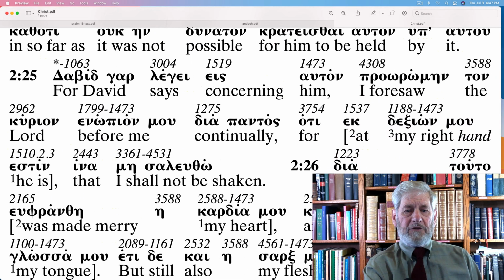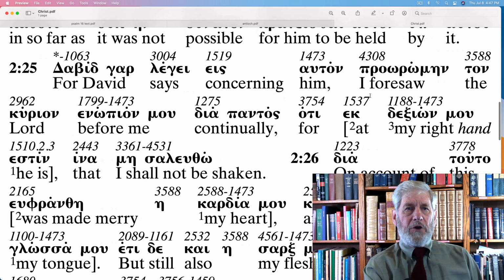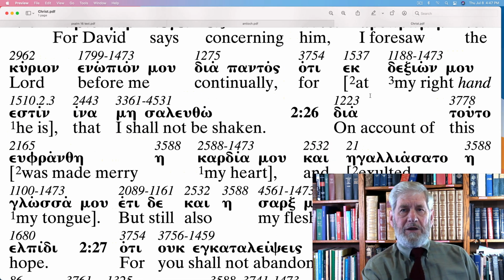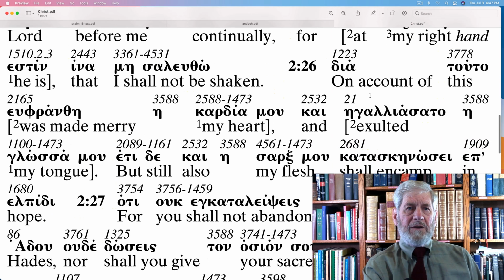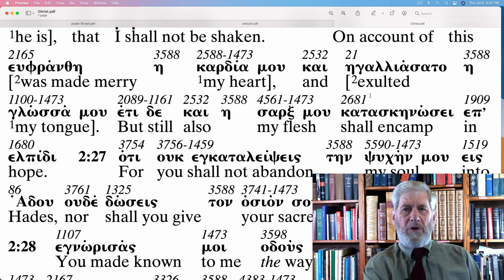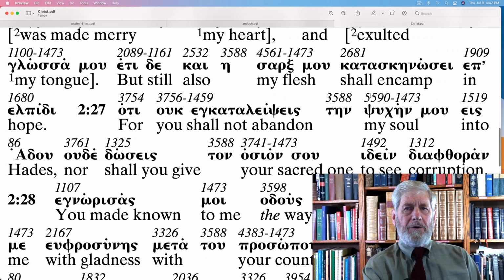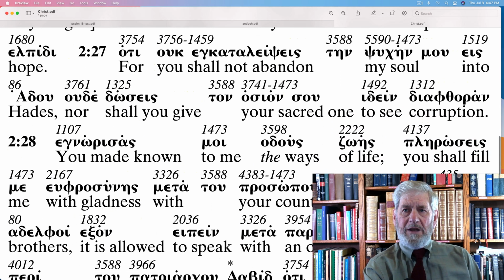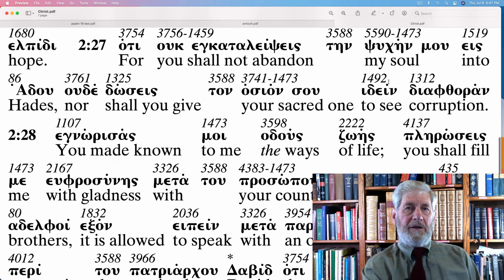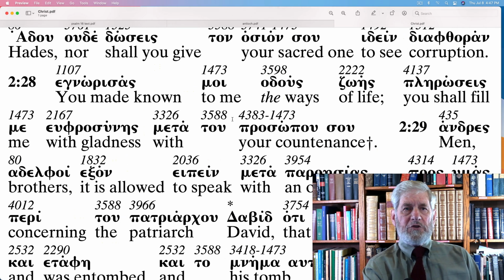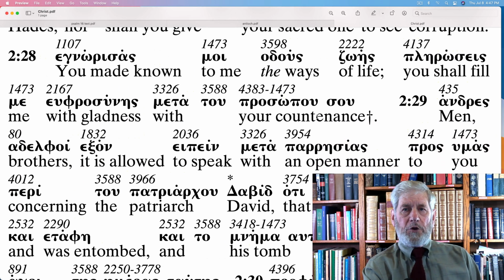Well, he proves it, and he says, for David says concerning him in this psalm where we're at, for I foresaw the Lord before me continually, for he is at my right hand, that I shall not be shaken. On account of this, my heart was made merry, and my tongue exalted. But still also my flesh shall encamp in hope. For you shall not abandon my soul into Hades, nor shall you give your sacred one to see corruption. And this is Jesus. You made known to me the ways of life. You shall fill me with gladness with your countenance.